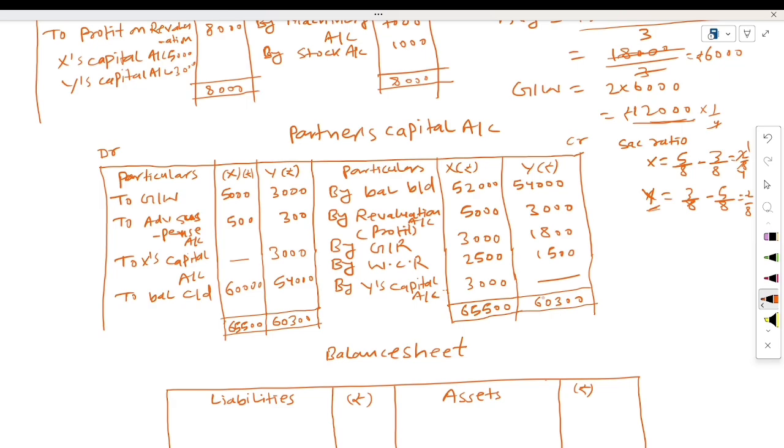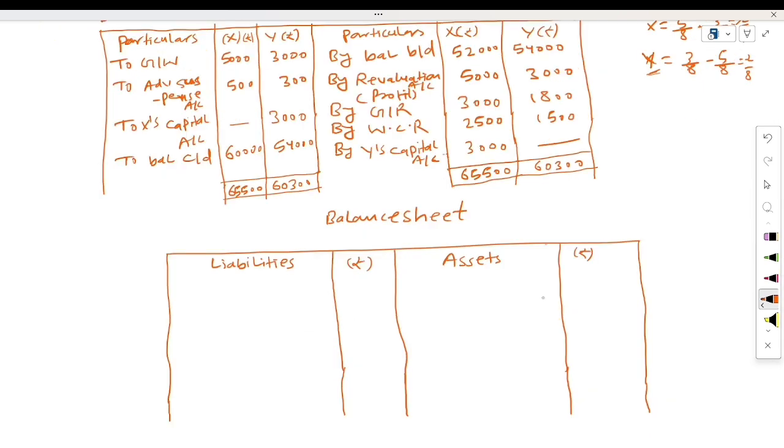Now we have to prepare the balance sheet. First of all, in balance sheet, in liability side, we have to write down the new capital amount in the balance sheet. So in here liability side, we will write here X capital. How much X capital is 60,000, and Y capital. How much Y capital is 54,000. What will be the total amount? 1,14,000.